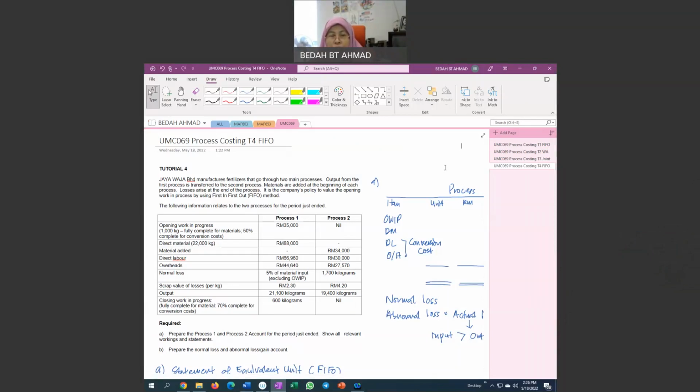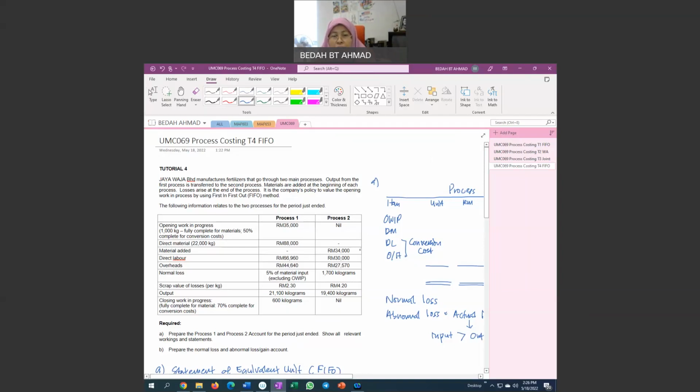So refer to tutorial 4. Jaya Wajah Berhad manufactures fertilizers that go through two main processes. The output from the first process is transferred into the second process. The materials are added at the beginning of each process. Losses arise at the end of the process, and it is the company policy to value the opening work in process using the first in, first out method.